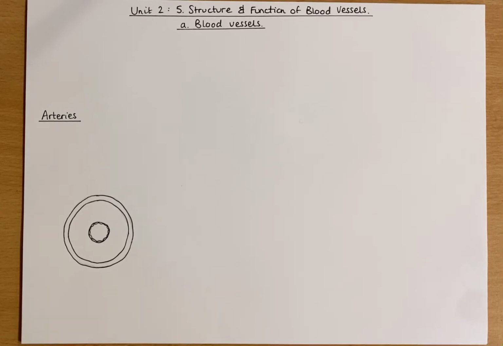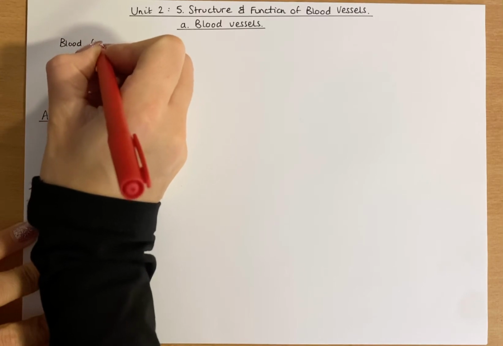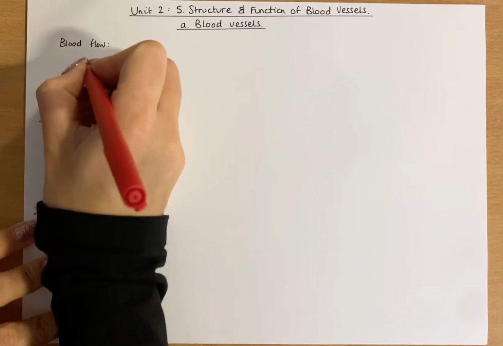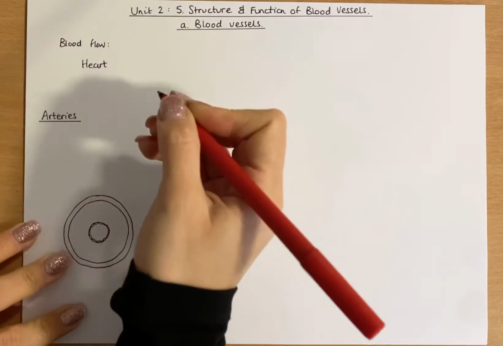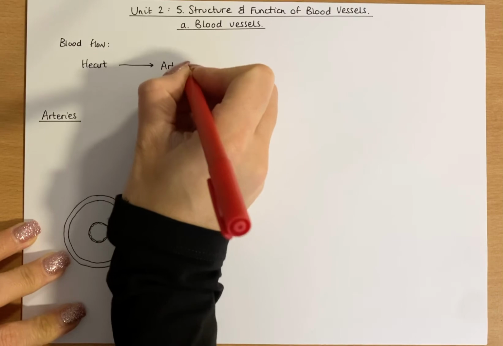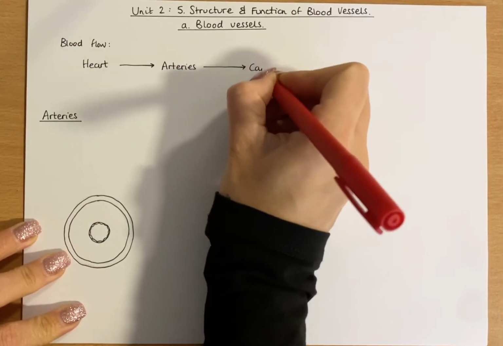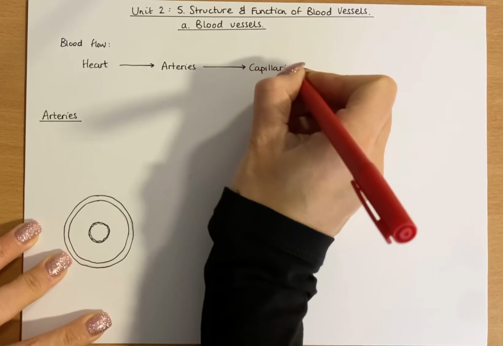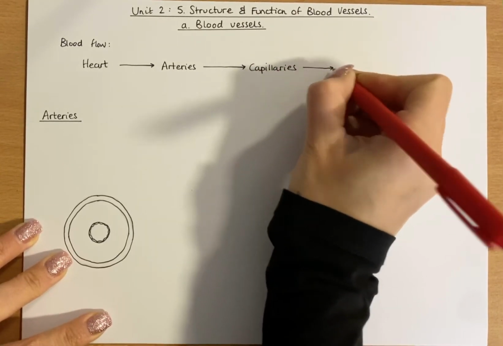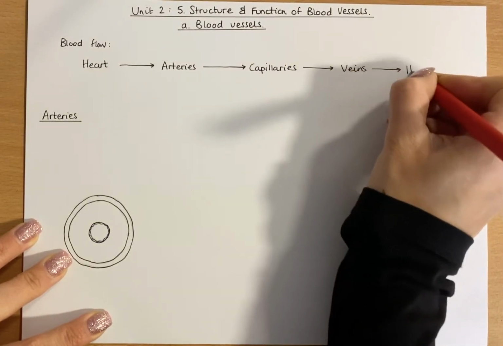So generally what you'll need to know first of all are the three types of blood vessel and how the blood flows from them. So in terms of generally blood flow, it begins at the heart, and then it will pass from the heart into arteries, then into capillaries, then it will drain into veins, and then these will return to the heart again.